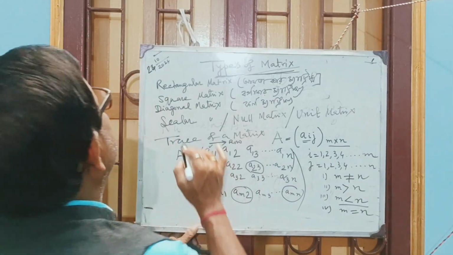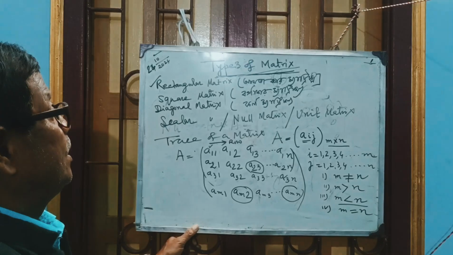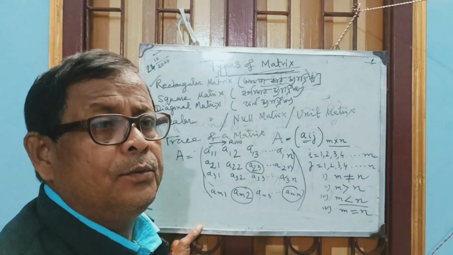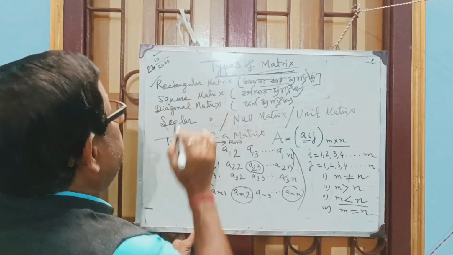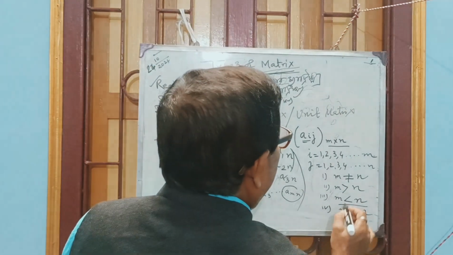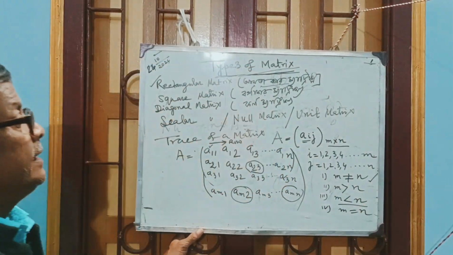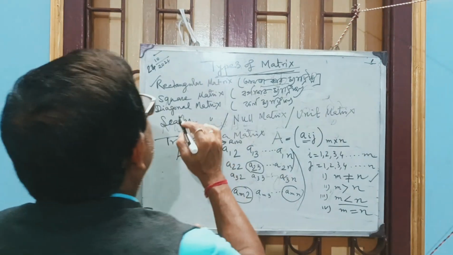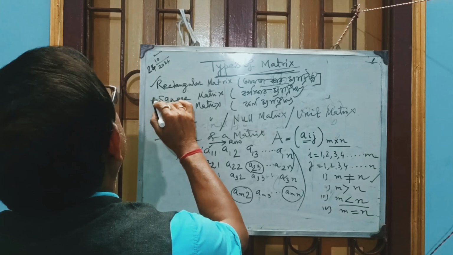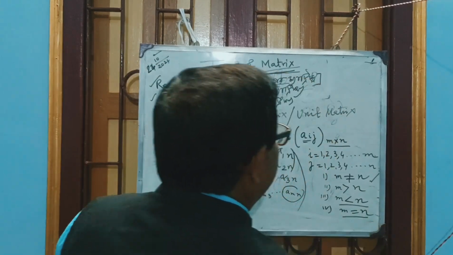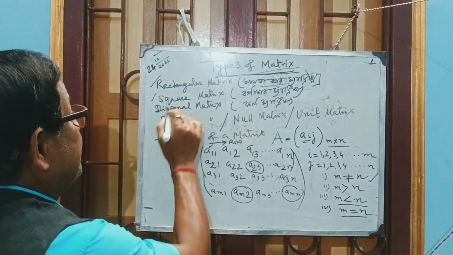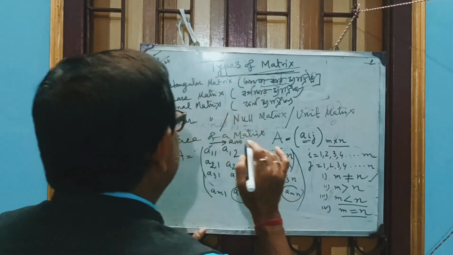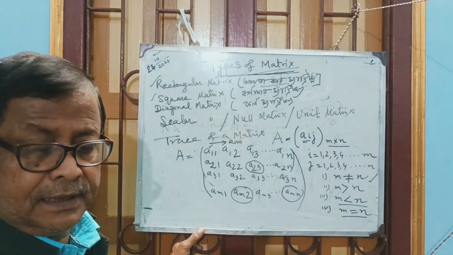Now, first of all, the rectangular matrix. In Bengali we say আয়তাকার ম্যাট্রিক্স, or rectangular matrix. If the number of rows is not equal to the number of columns, that is called a rectangular matrix. If the number of rows and the number of columns are the same, that is M equal to N, that is called a square matrix. First of all, let us give two examples.